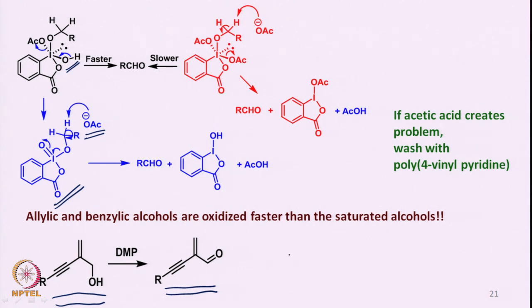If acetic acid happens to be a problem, then one can wash the reaction medium with poly-4-vinylpyridine, and that allows easy workup, and there should not be any problem in the reaction medium. So we would stop it at this stage and then take up the other oxidizing agents in the next class. So I suggest that you go through these references if it is possible, or whatever I have told in today's class, to go through very carefully about this Dess-Martin periodinane oxidation.